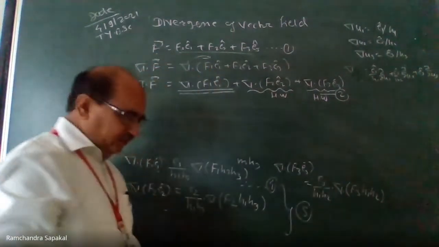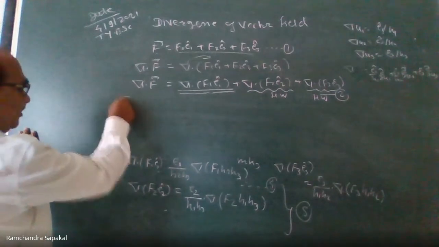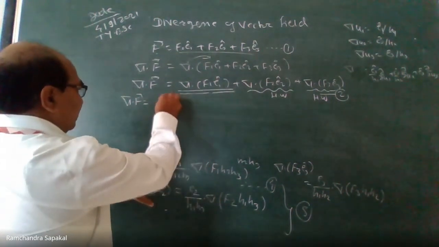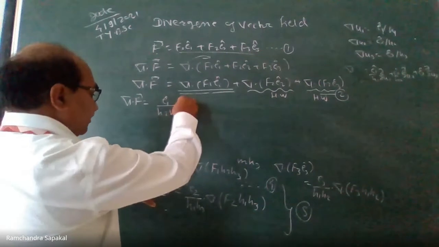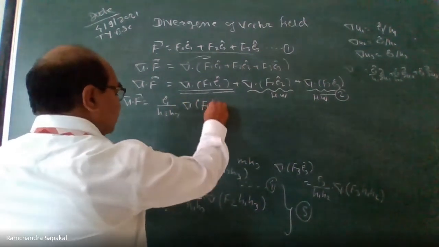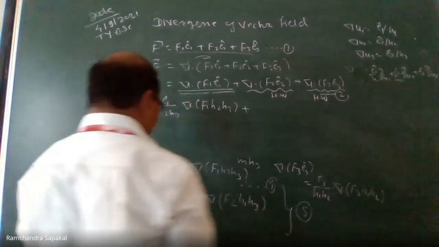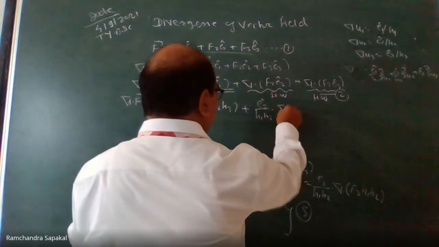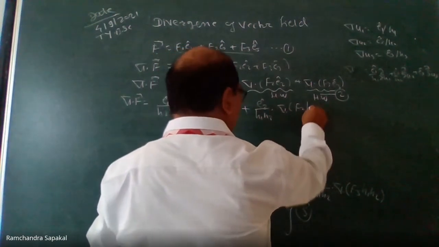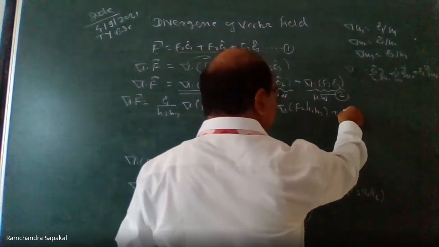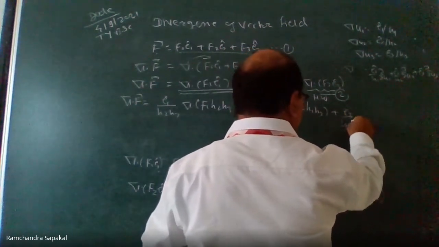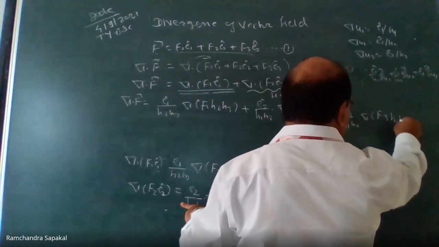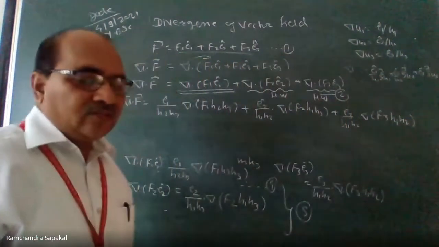Are you going to add it to the factor? Only the factor is the one that is. So this is del dot F, which is equal to the first term. The first term can be written as E1 upon H2 H3 del of F1 H2 H3, plus the second term E2 upon H1 H3 del of F2 H1 H3, plus E3 upon H1 H2 del of F3 H1 H2.